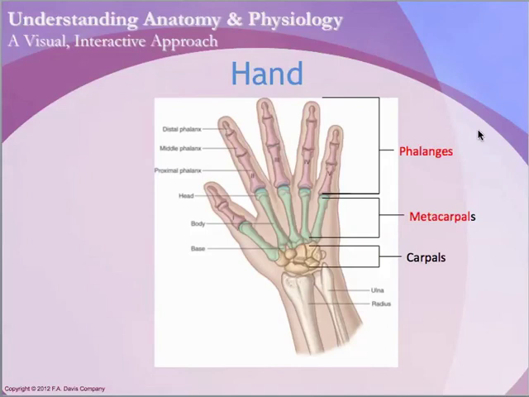The hand, I want you to know the phalanges and the metacarpals. The carpals make up the wrist, 2 rows of 8 small bones there. Then we have 5 metacarpals and 5 phalanges. The phalanges are broken up into multiple sections. That's what allows our hands to bend and move, and the metacarpals really make up the palm of the hand.